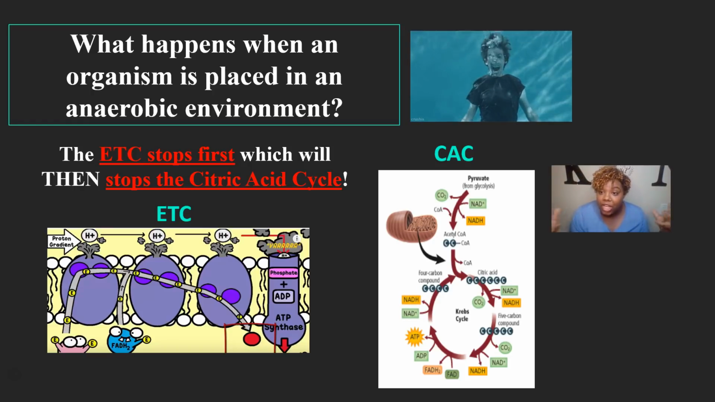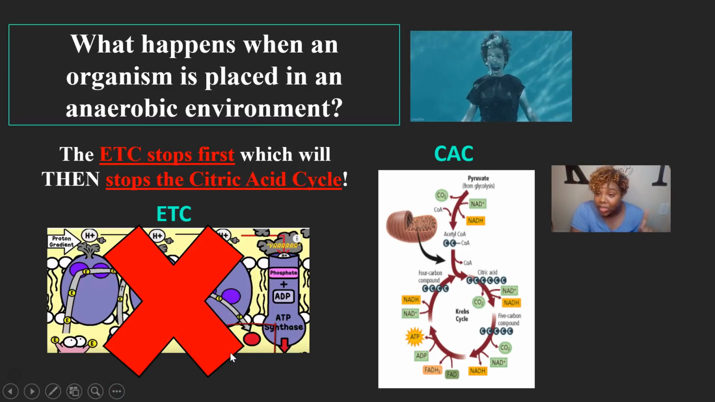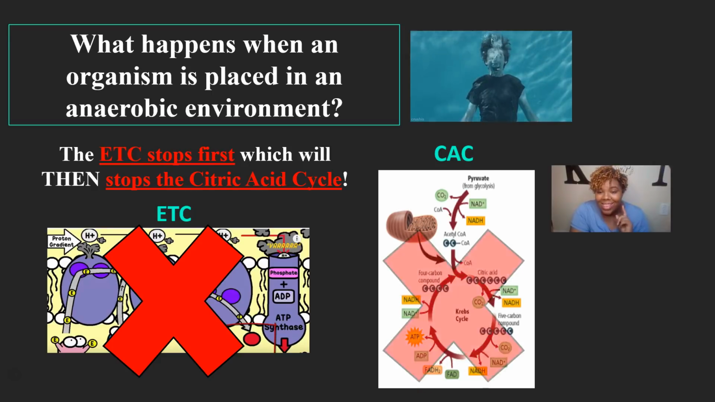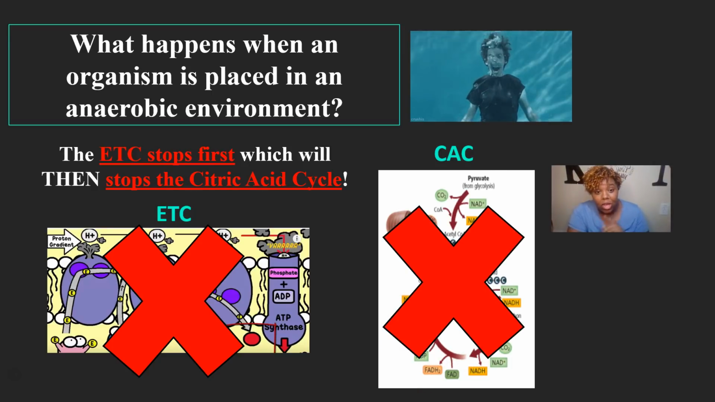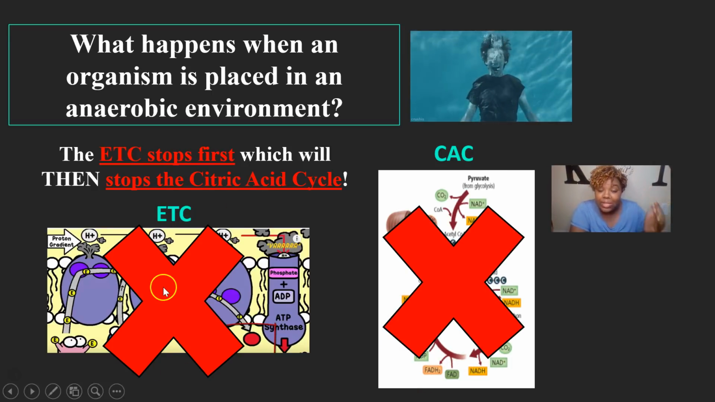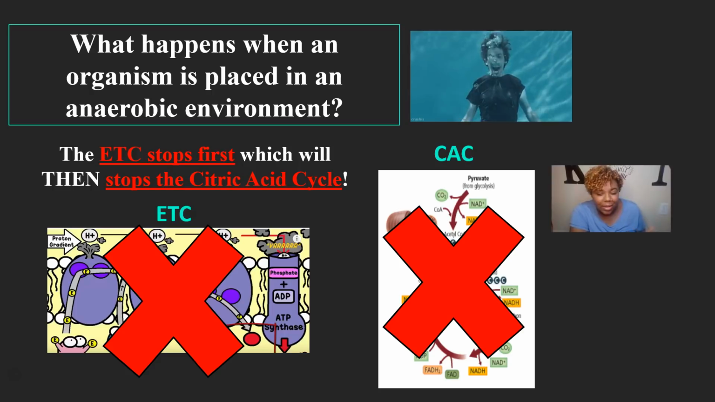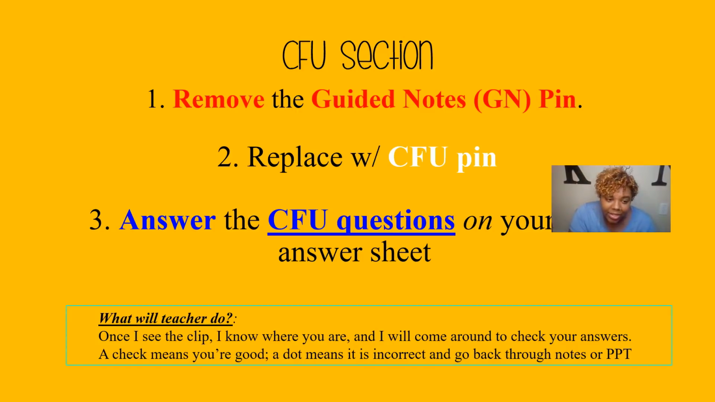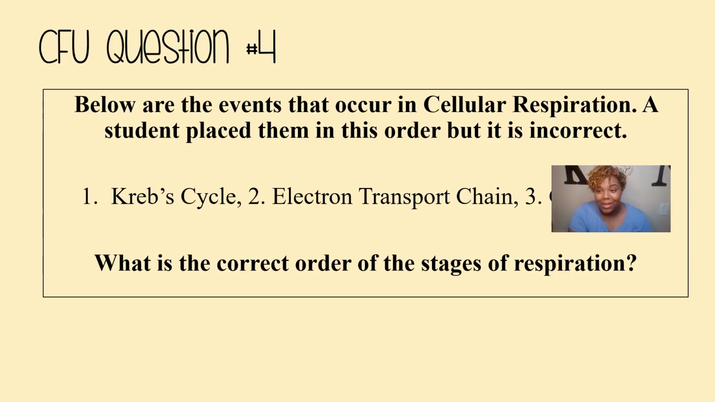So what is it going to do if there's no oxygen to get the electrons? Well, the electron transport chain will stop first, and then the citric acid cycle. So this one, electron transport chain will stop first because oxygen is the final electron acceptor. So there's no oxygen, there's nothing to accept the electrons, and it shuts down. And then the citric acid cycle will follow. All right, go ahead and answer these questions on your paper.